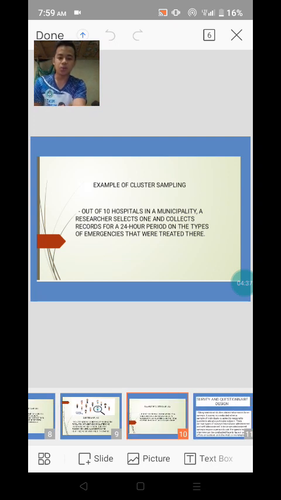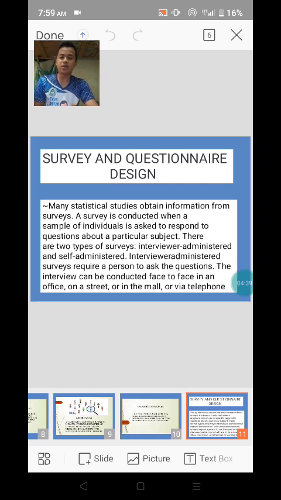So in 14-2, survey and questionnaire design, many statistical studies obtain information from surveys. A survey is conducted when a sample of individuals is asked to respond to questions about a particular subject. There are two types of surveys: interviewer-administered and self-administered. Interviewer-administered surveys require a person to ask the questions. The interview can be conducted face-to-face in an office, on a street, or in the mall, or via telephone.